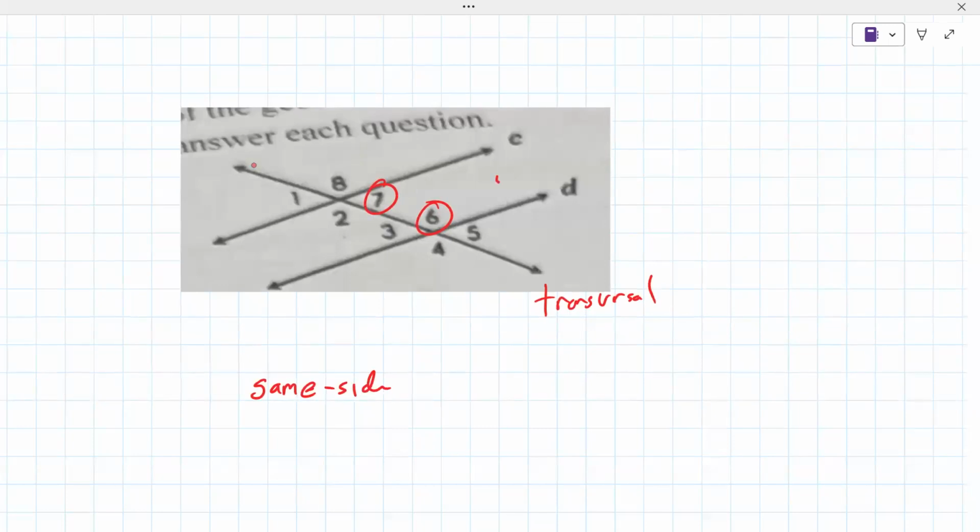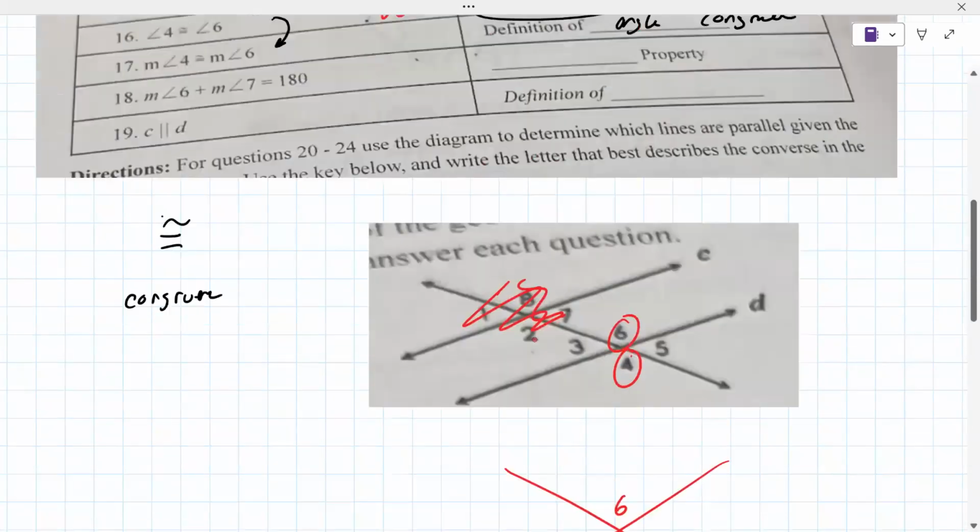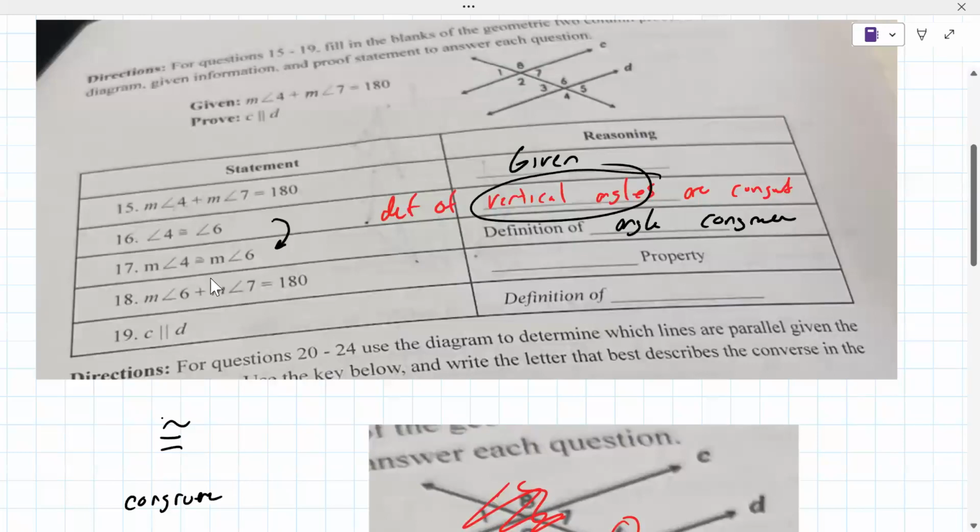Now, are they in the interior or the exterior? Interior. So these are same side interior. So these angles are considered consecutive angles on the same side interior. Sometimes teachers just let you use the word consecutive. That means they are right next to each other. And I have no idea what your teacher wants for number 18, but in this case, because they're consecutive, they are supplementary. Same side, consecutive, something like that would be a good idea.